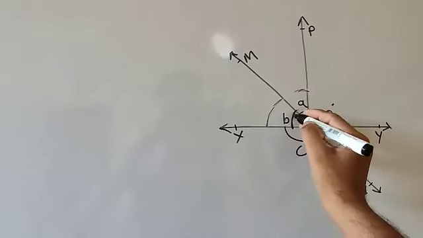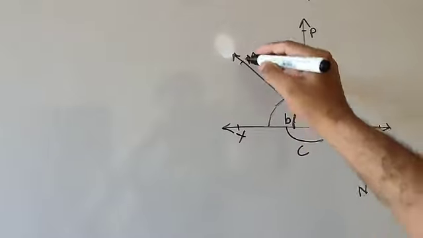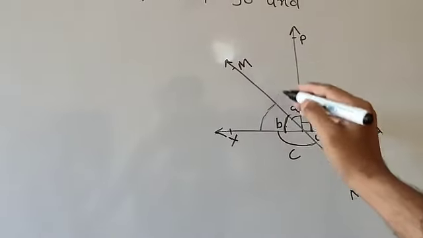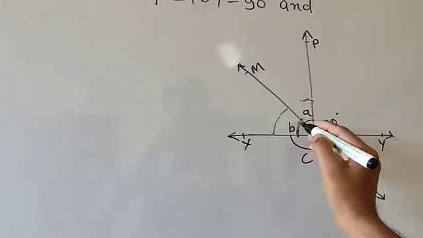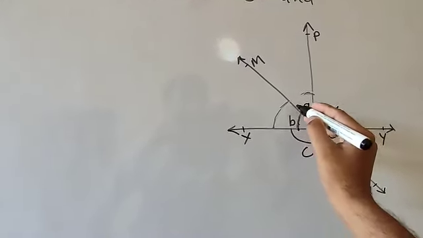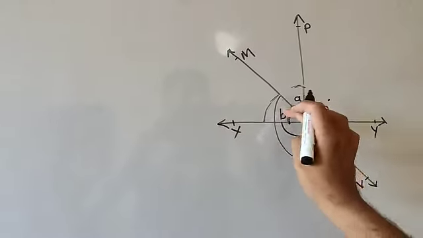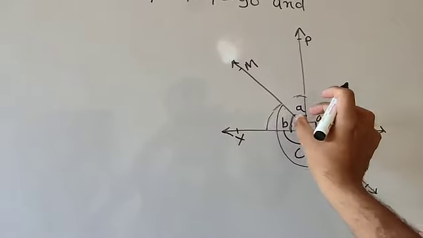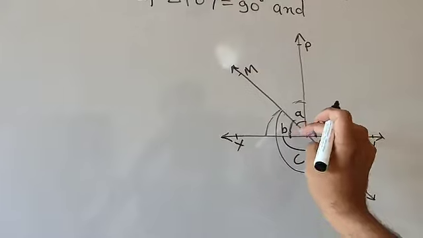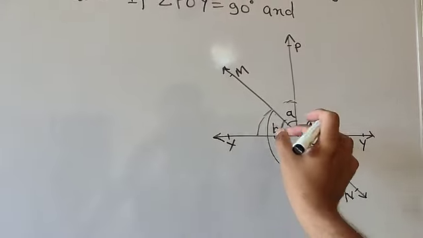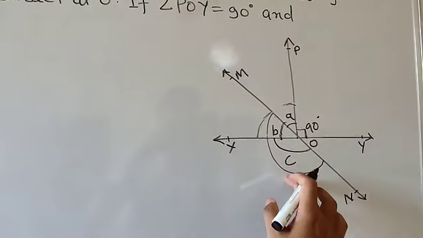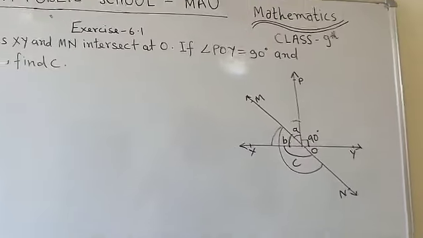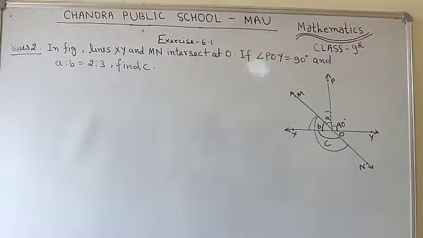So here if you get the value of B, now MN is a straight line, and then B plus C equals 180 degrees. So once you have the value of B, then B plus C equals 180, put the numerical value of B, then you will get C. So students, try to solve this question by yourself. That is question number 2.